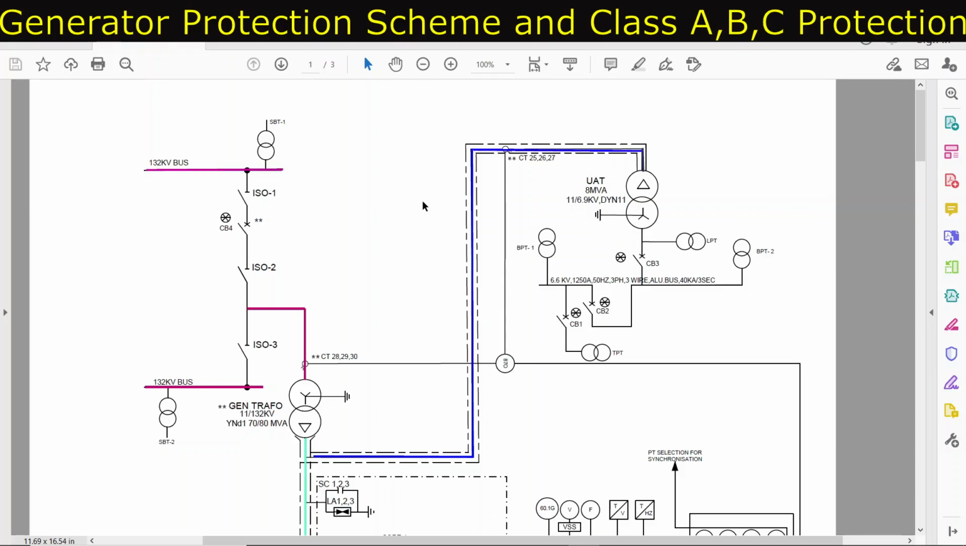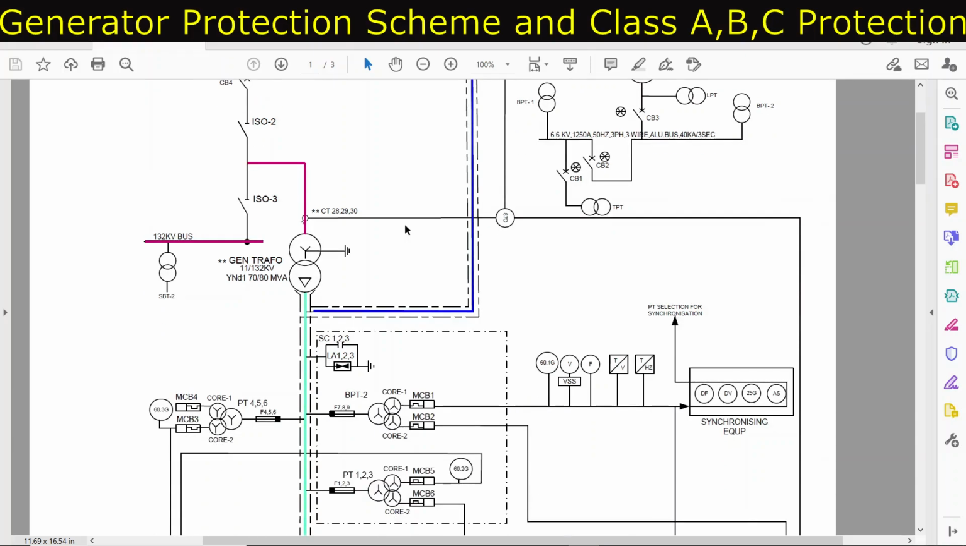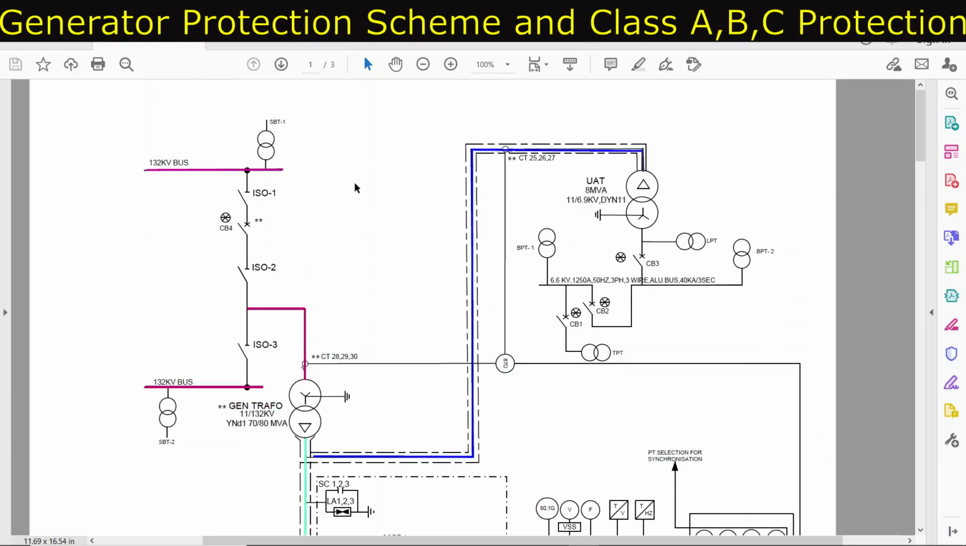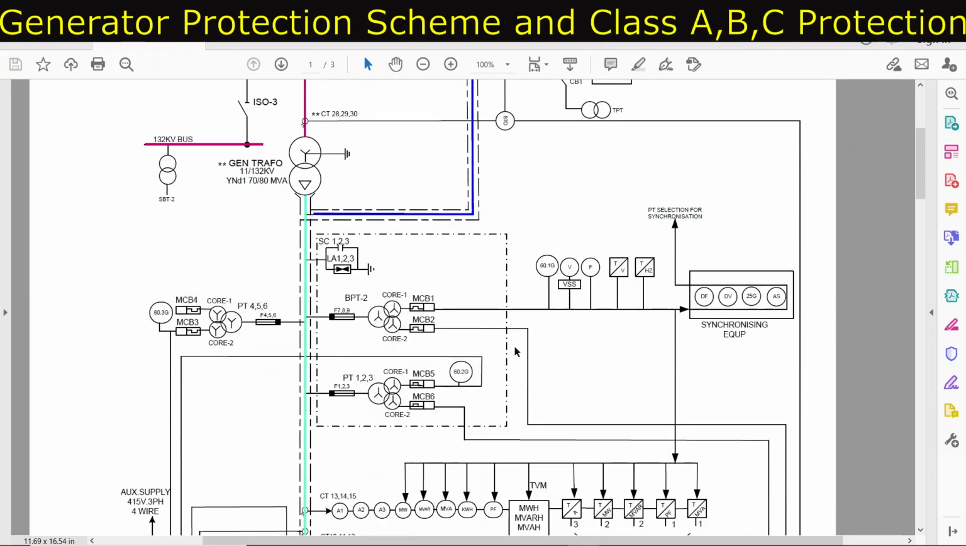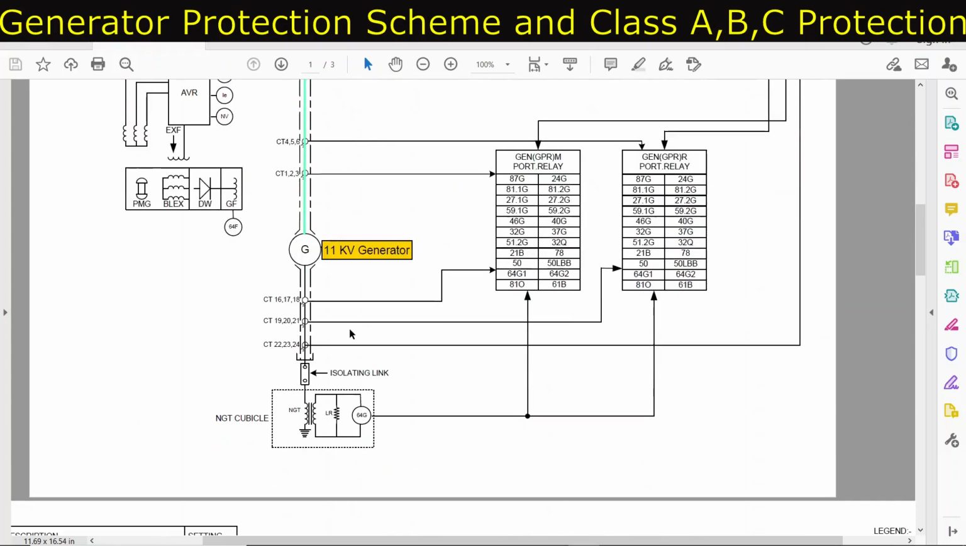So today my topic is generator protection scheme. Here I will show you in actual plants how the generator protection schemes look. You will see here an SLD of a plant actually. This SLD of generator transformer, unit auxiliary transformers, switch yards, their protection schemes look like that.